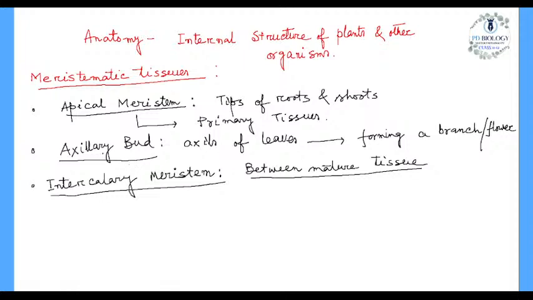So apical and intercalary meristem are primary meristem. So remember this one. Apical and intercalary, they are primary meristem.